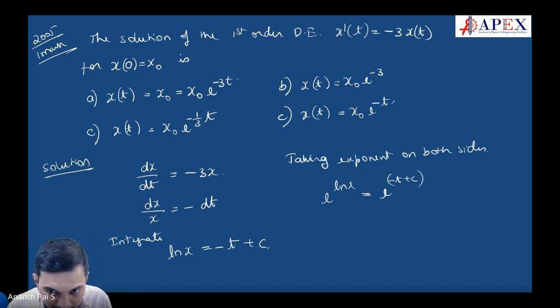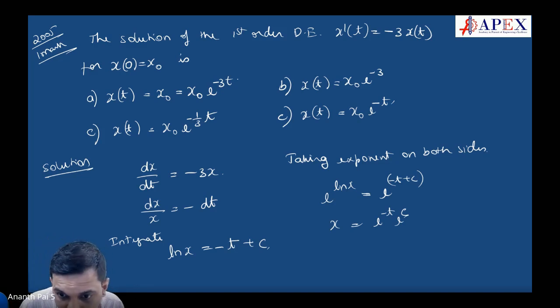Excuse me. e power log x is x is equal to, here what you get, c. What do you get? e power minus t, e power plus c. We will call this as at. So this is the equation. This is the general equation. This is a general solution.